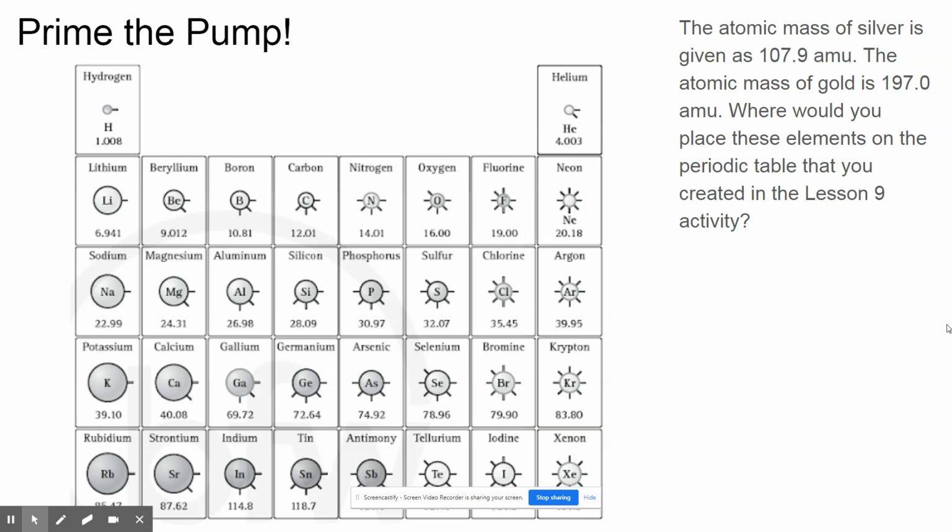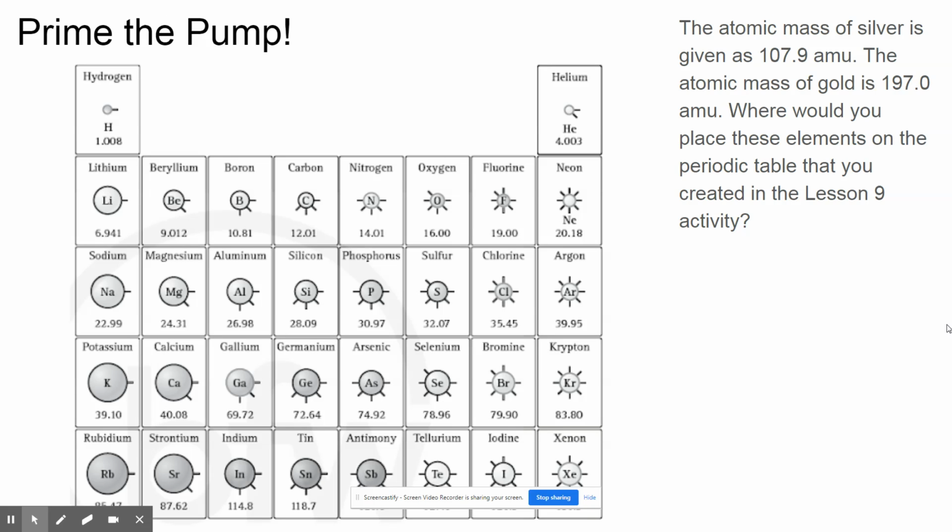Okay, so let's prime the pump here. This is kind of a knockoff version of the cards that you had for the lesson 9 activity. You do want to get those out now, because you are going to have to lay those in front of you to go through some different things of this lecture. And then you'll have to get them back out to do the lesson 10 activity as well.